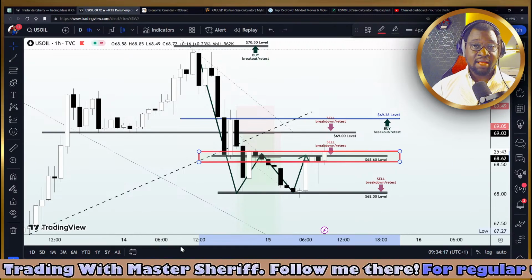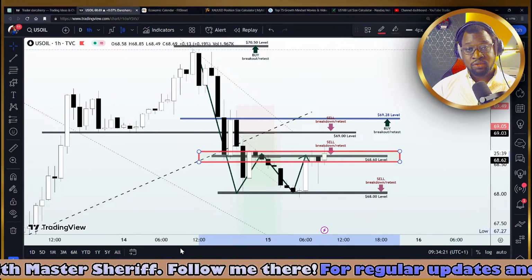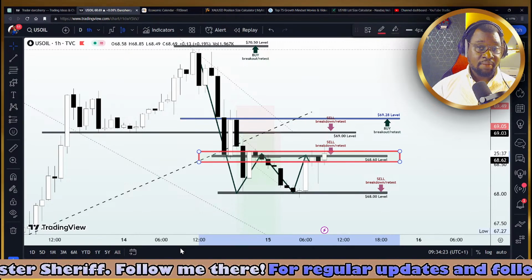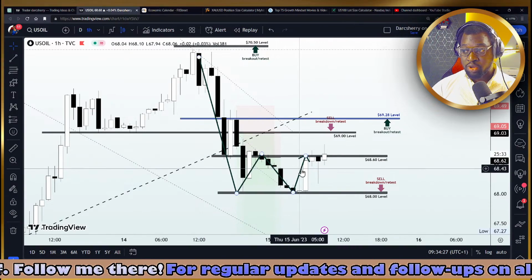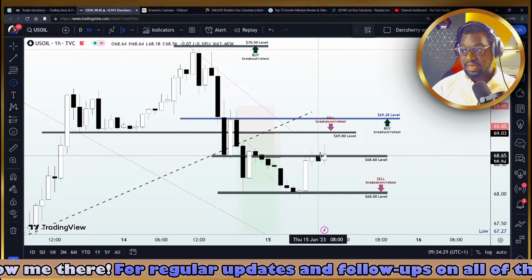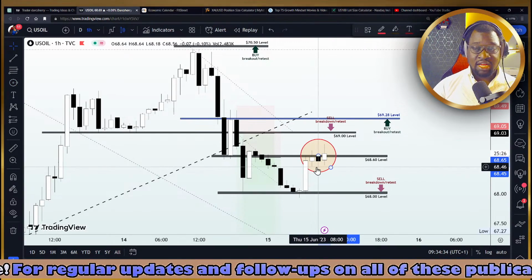And what this simply means is that if price action breaks out and retests this level, we want to be in for a buy position in this market. So let's see how price action will react to the $68.60 level here, though we have been seeing signs that buyers are trying to break through that structure.